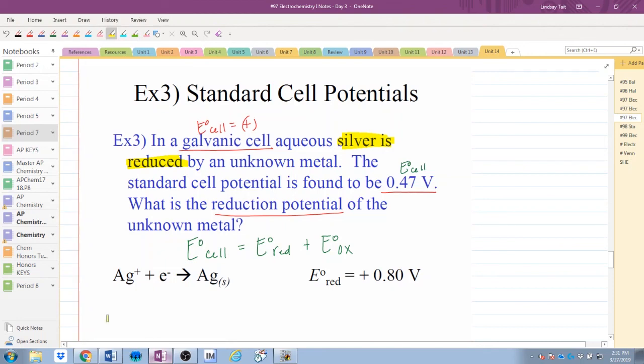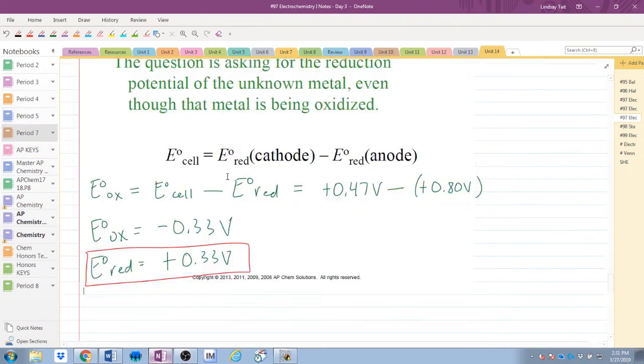So my question then is, if we know that the silver is getting reduced, so we know that this number is going to be my reduction potential, I don't understand how I can solve for that, but it's asking for the reduction potential of the unknown metal. How does solving for what I circled get me the reduction potential? Yeah, solve for the oxidation and flip the sign, right?